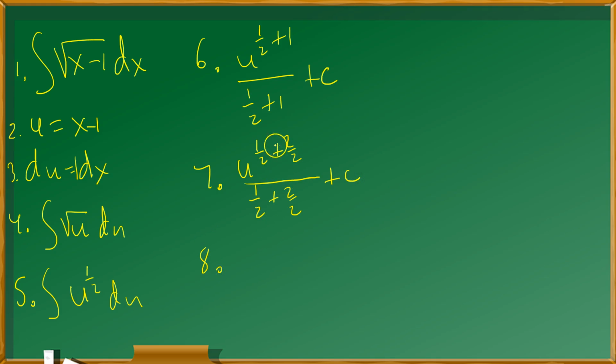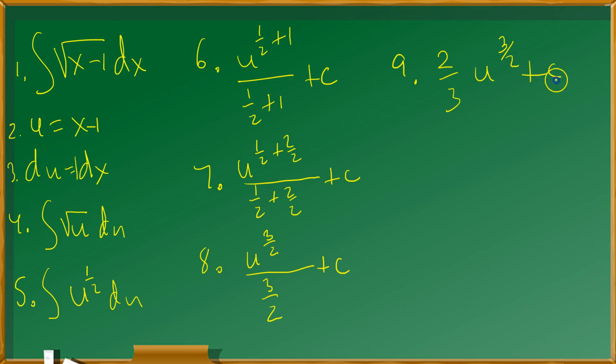Step number 8, so that's going to give you u. Then you add up the fraction and the exponent. 1 plus 2 is 3, so it ends up being 3/2. In the bottom, you also have 3/2 plus the c. Step number 9 here. You take the 3/2 in the bottom and you multiply by its flipped version outside. So that's going to give you now 2/3 of u to the 3/2 plus c.